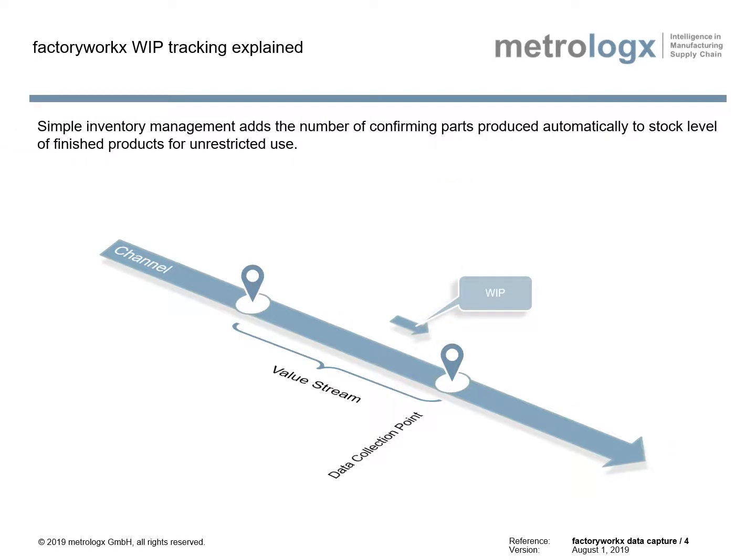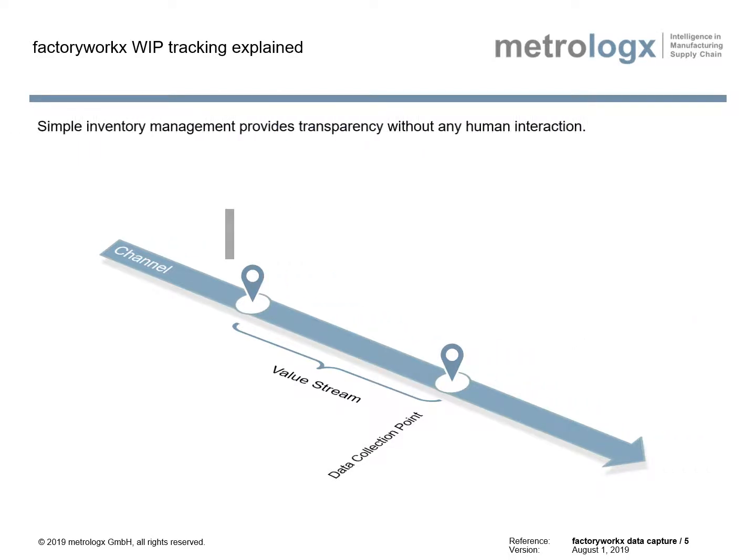This procedure goes on downstream to the end of the process, where we finally have finished products. Simple inventory management provides transparency without any human transaction, literally in a jiffy. Raw material is consumed, non-conforming parts are blocked, and conforming semi-finished parts for unrestricted use are instantly counted as WIP to the next downstream operation, thus data collection point.